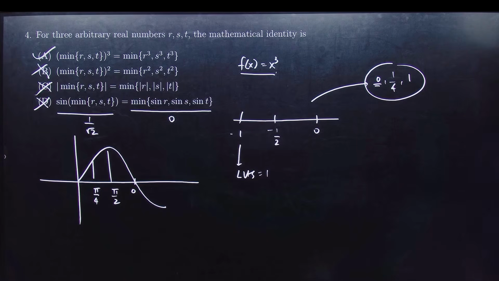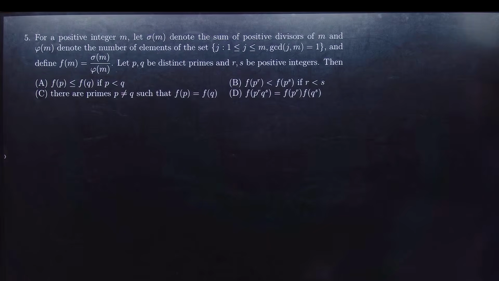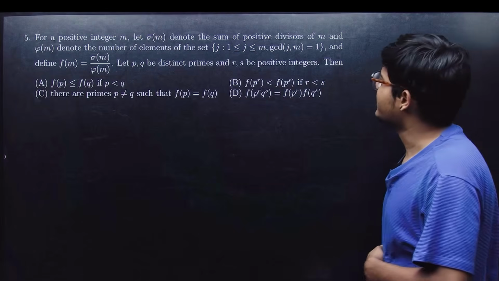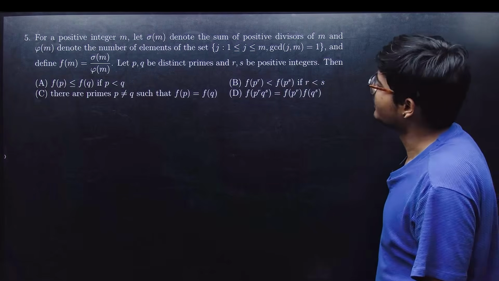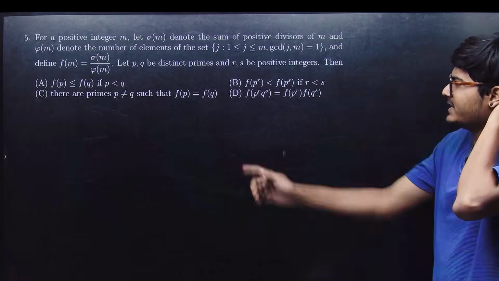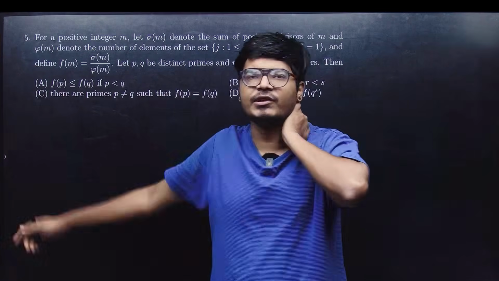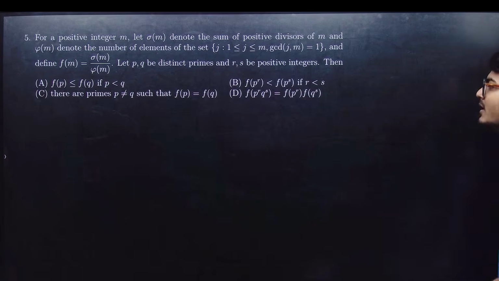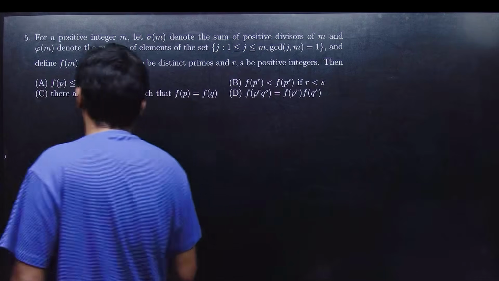Alright, so let's look at the next question. For a positive number, define sigma to be the sum of the divisors, and phi of m to be the number of elements of the set. So phi m basically counts the number of integers less than or equal to m that are co-prime to that number, okay? So one thing you need to know for this question is what are the closed forms for this, okay?